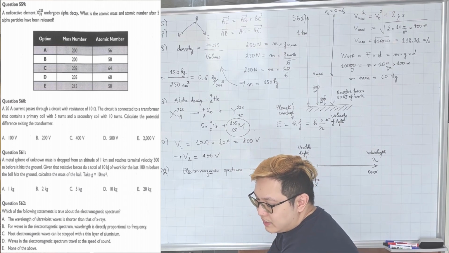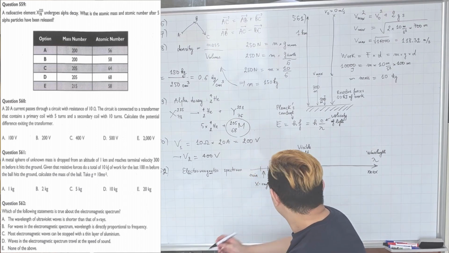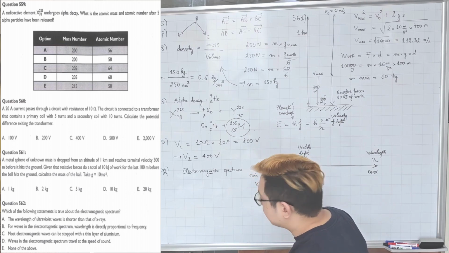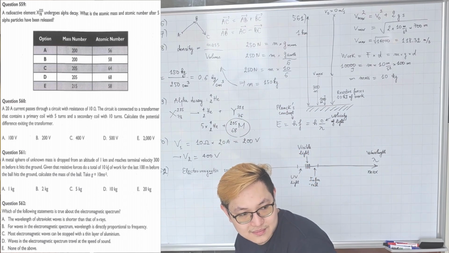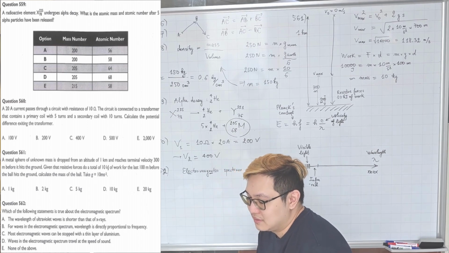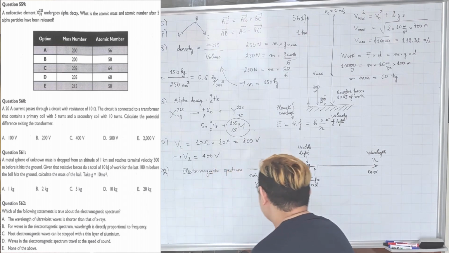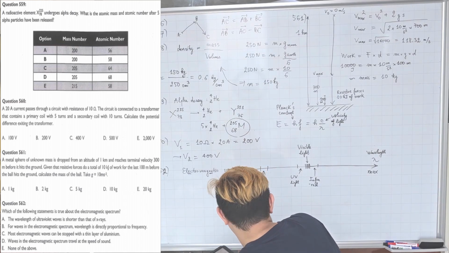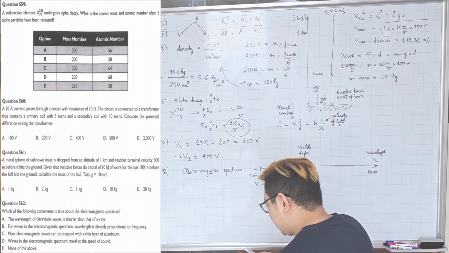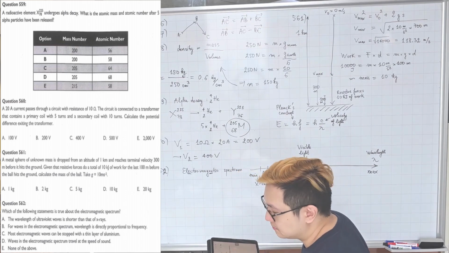So A, the wavelength of UV waves is shorter than that of X-ray. Is it shorter? It's longer actually. Cái bước sóng của cái UV này nó phải dài hơn là cái X-ray mới đúng. So A is wrong.